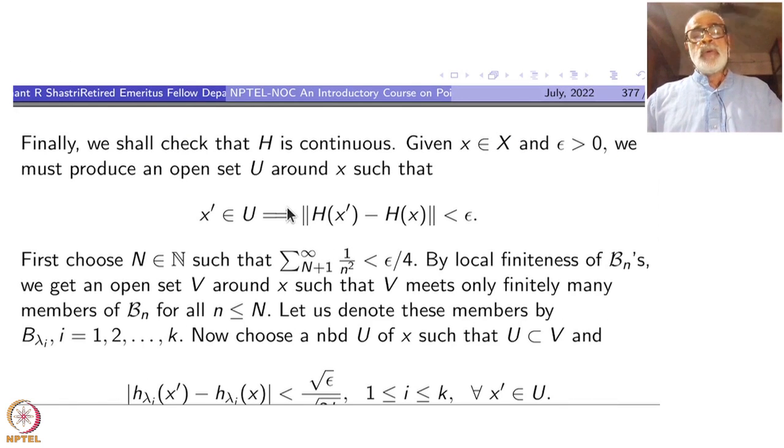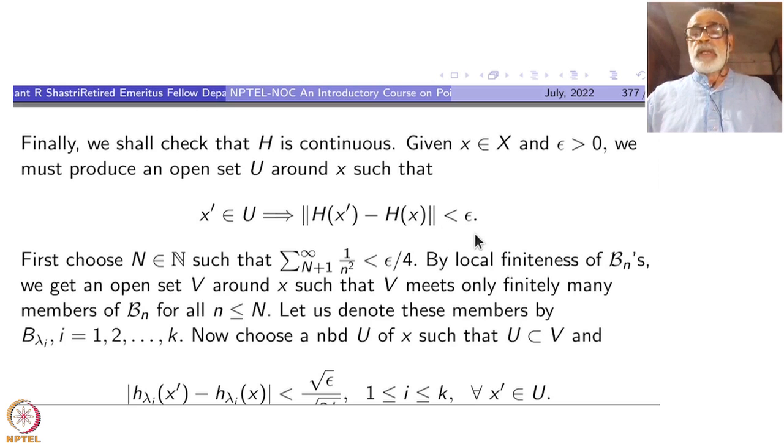All right. Now let us check h is continuous. Okay. Now you see the full force of all these things will be used, how we have constructed. Given x belonging to X, let epsilon be positive, we have to produce some open subset U around x such that x' belonging to U implies the norm of h(x') minus h(x) is less than epsilon. So this is the continuity. I am using the norm on the codomain, okay. X is just a topological space, so I have to use only open subsets around that point.